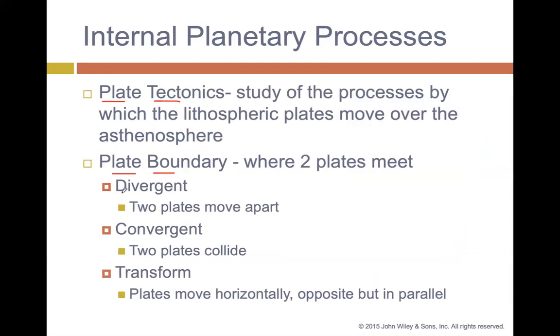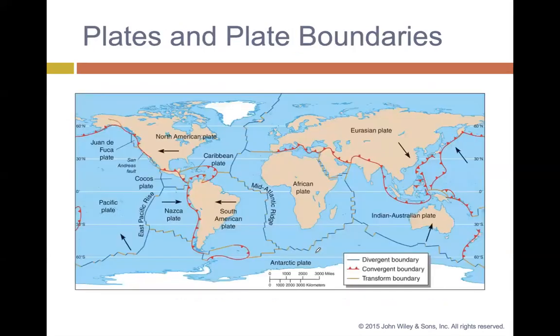We can have a divergent plate boundary when two plates move apart from each other, a convergent plate boundary when two plates collide with each other, and a transform boundary when the plates move horizontally, opposite but parallel to other plates. So here's a look at plates and plate boundaries, and normally you have more earthquakes at these plate boundaries where plates have come together.